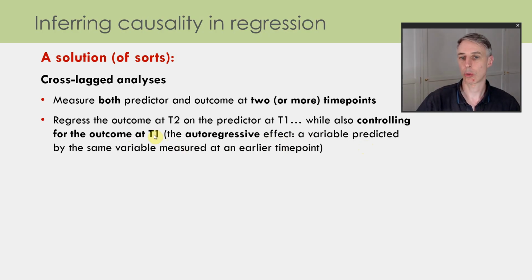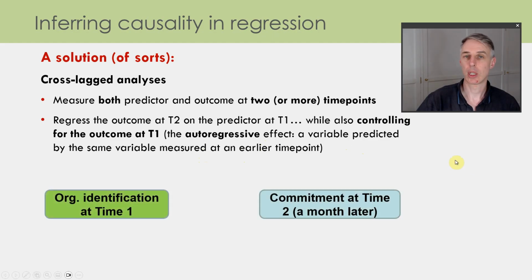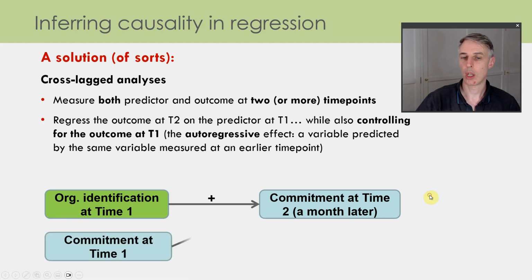Okay, so an autoregressive effect here, a little bit of terminology or jargon, is the effect of a variable being predicted by itself measured at an earlier time point. So in this design now we've got identification at time 1 predicting commitment at time 2, while also controlling for commitment measured at time 1.